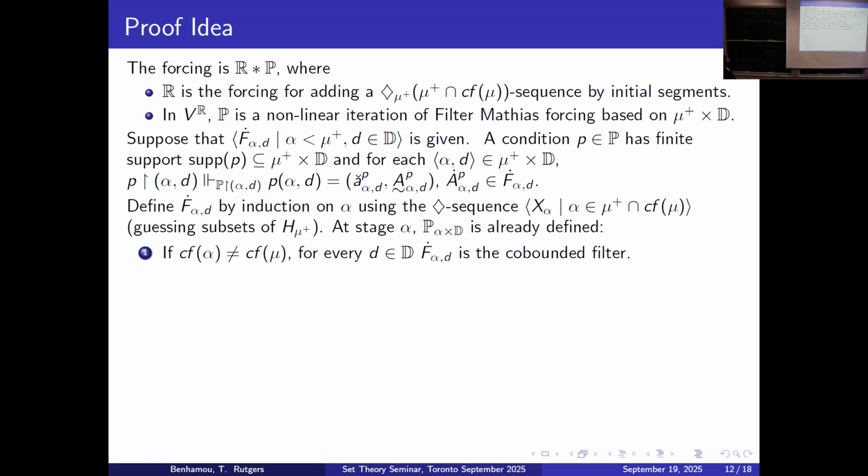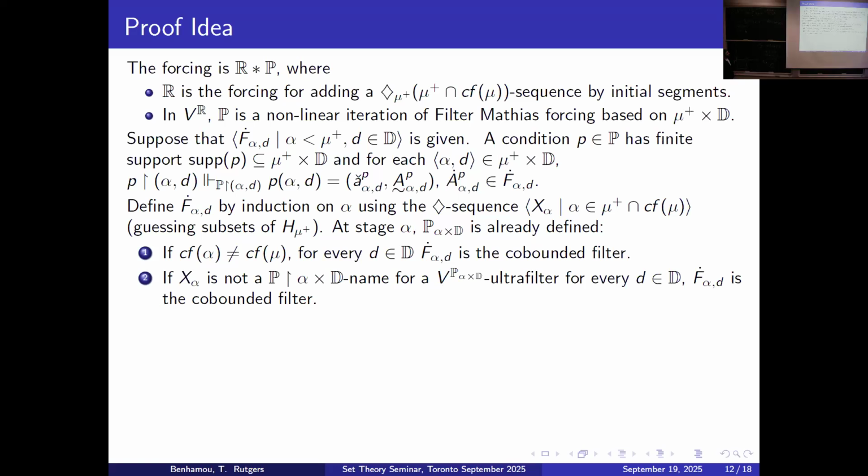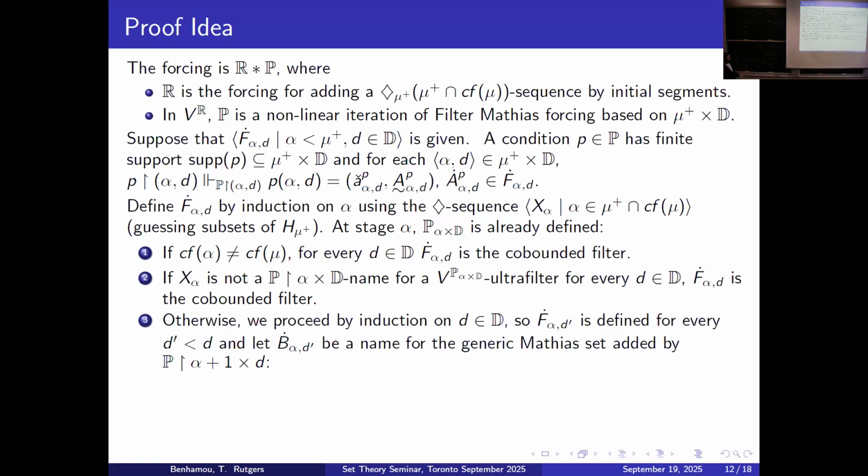So now, how do I define my filters? First, trivial cases to avoid. If this alpha is not in the domain of the diamond, just have the filter be the co-bounded filter. Do something trivial. We're going to ignore such stages anyway. If X alpha doesn't turn out to be a name for an ultrafilter in this generic extension, also make it do something trivial. In the third case, X alpha is a name for an ultrafilter over that model.